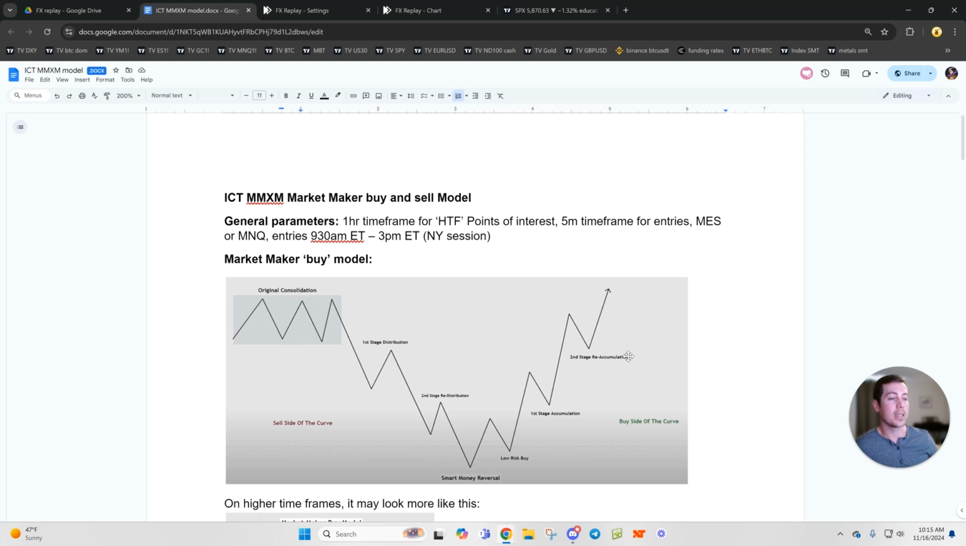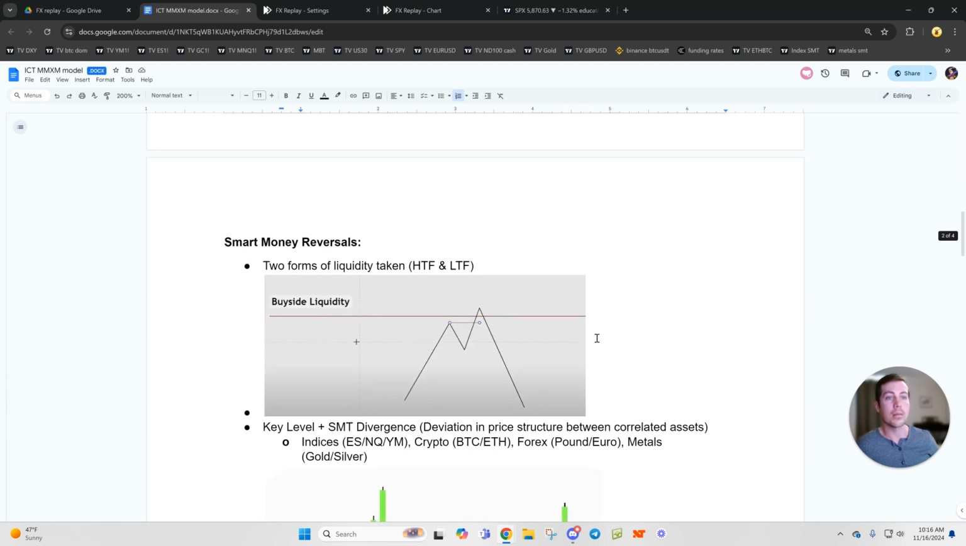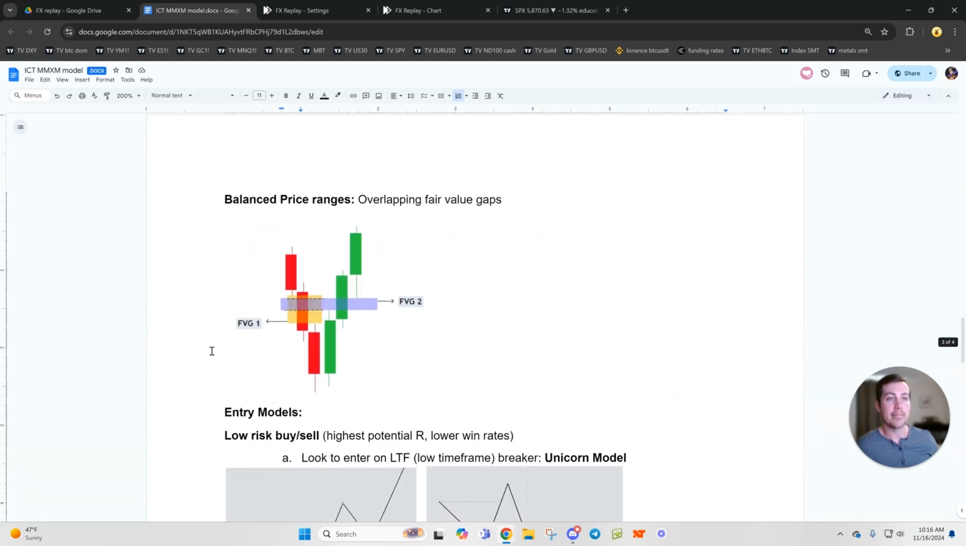And just a quick comment on this, ICT said this is his favorite one of all three of these to trade because I guess the big boys want to take this liquidity up here. They're all in these longs and they're looking to get price back up here to continue moving the trade in their direction. So oftentimes this second stage reaccumulation can be pretty quick and impulsive, and that's one of the reasons I think he likes it more than the others.